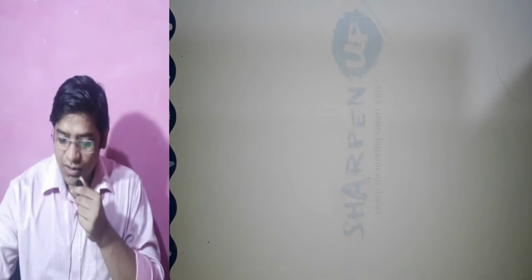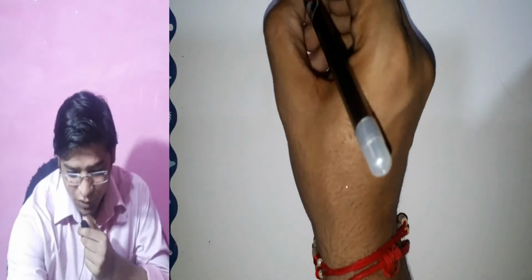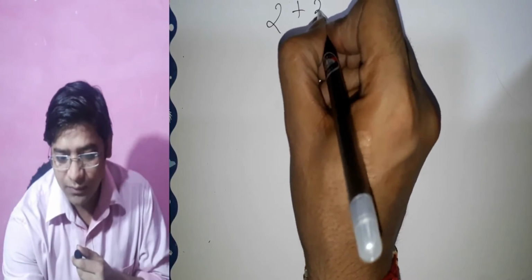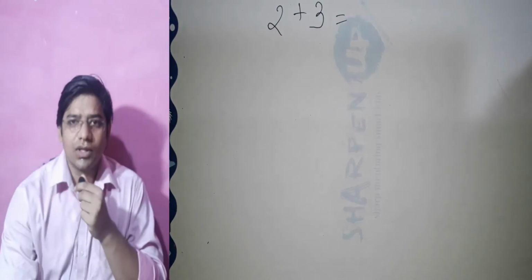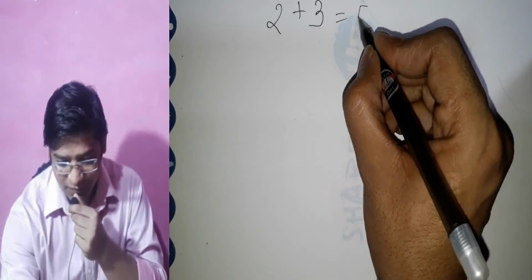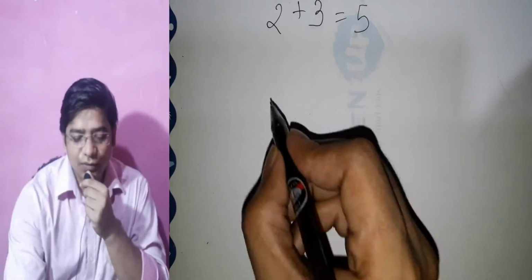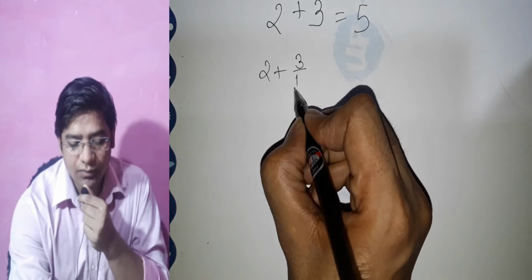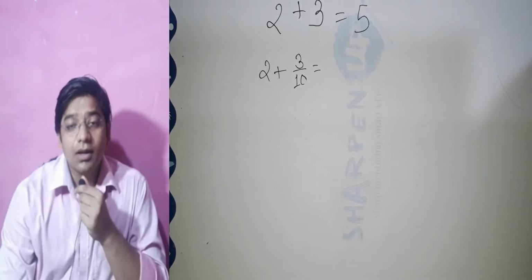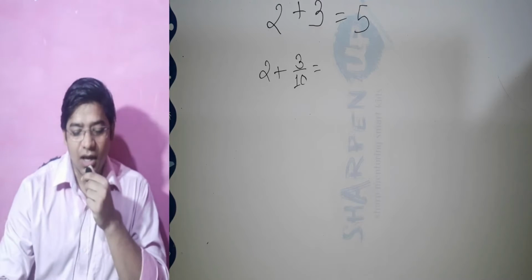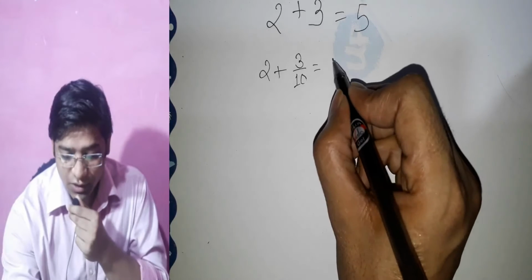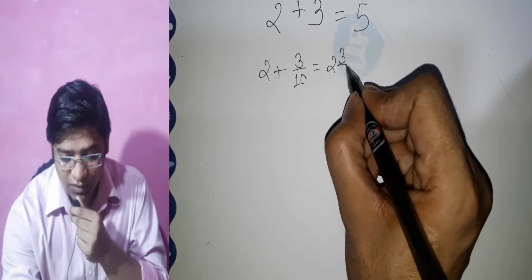So let's start from the beginning. Suppose I have 2. So what is 2 plus 3? Easy, it's 5. If I ask you what is 2 plus 3 upon 10? In our previous chapter, we learned how to represent this. This can be represented as a mixed fraction, like 2 complete 3 upon 10.